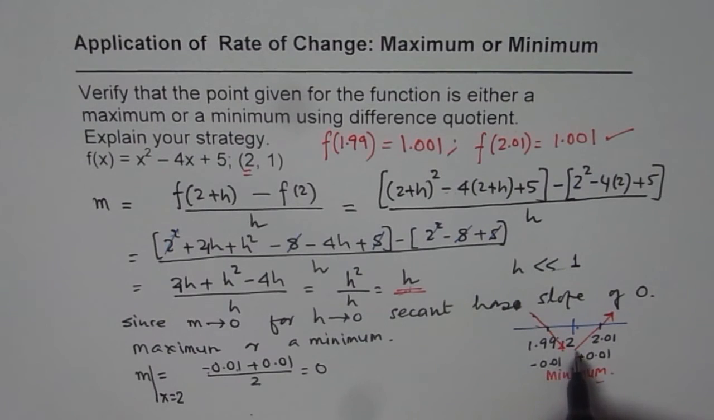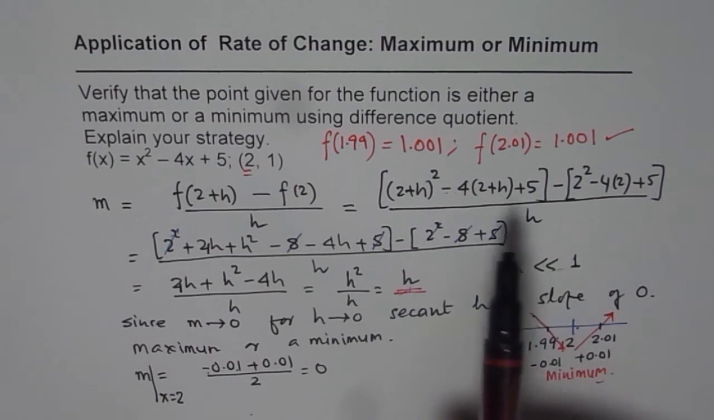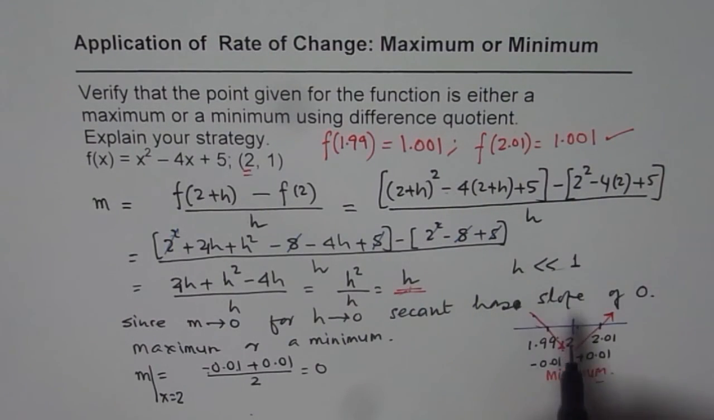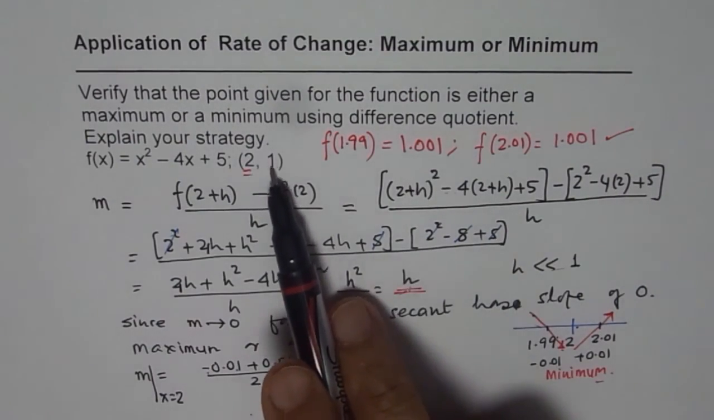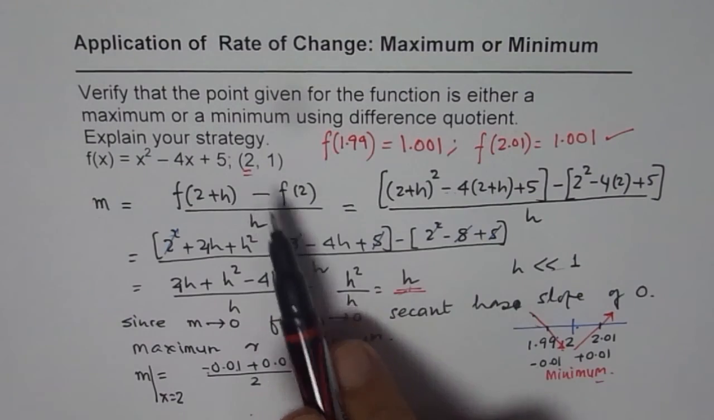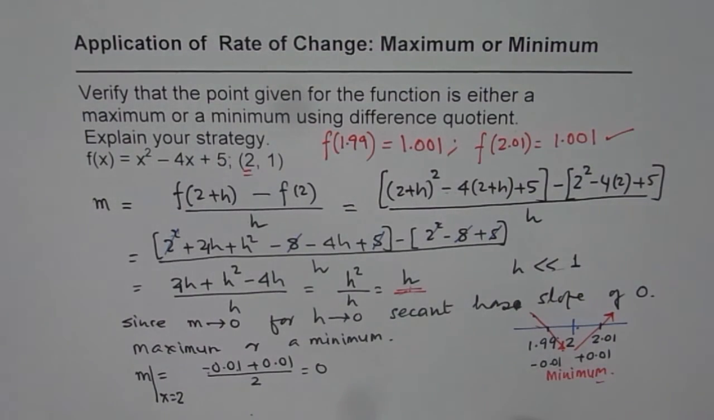So that's one reason. Second is, we can find the value of the function on either side. We found on either side the value was higher than 1. Since the value on either side is higher, we have a local minimum at x equals 2. So that is another explanation which you can give for the same.